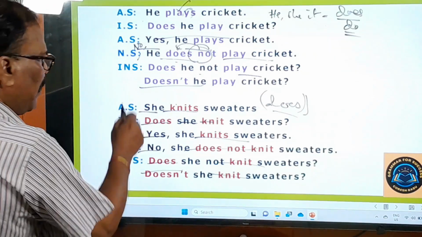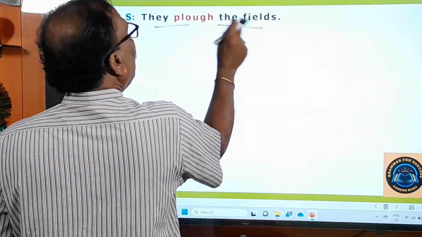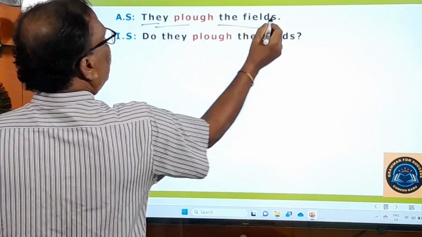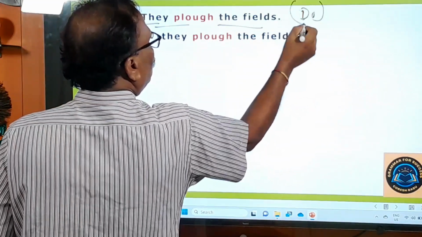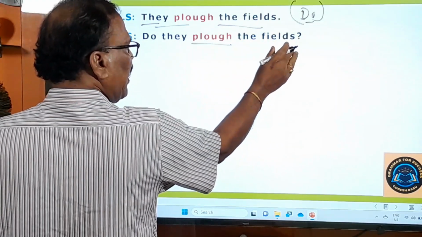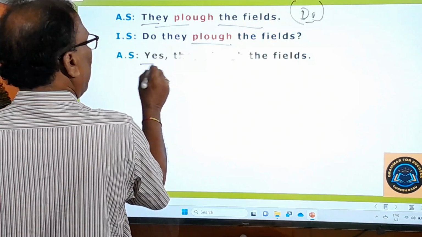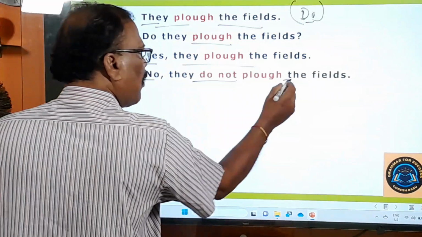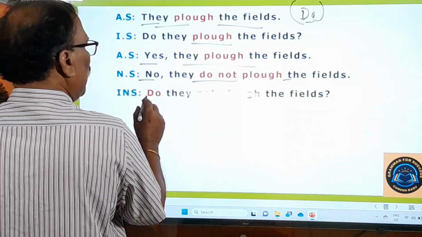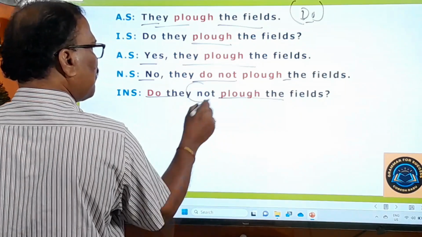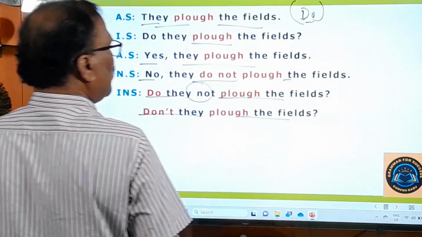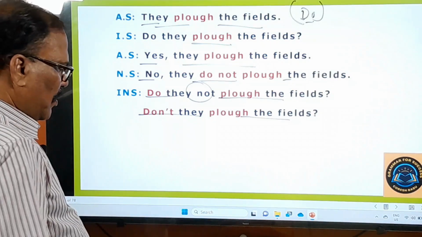They plow the fields. Varu polalu dunnutaru. Now for they, what helping verb do we take? Do. Do they plow the fields? Then say, yes, they plow the fields. Avunu varu polalu dunnutaru. No, they do not plow the fields. Then, do they not plow the fields? Don't they plow the fields? It's like that. So this is what you have to understand.